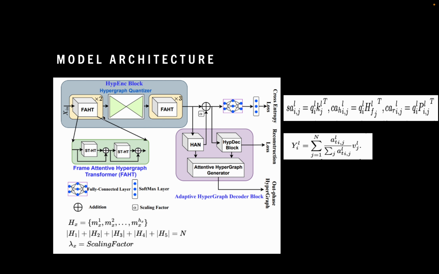In the hypergraph encoder, we have features learned using hypergraph convolution, and after hypergraph convolution, we do three kinds of attention: joint to joint attention, joint to hyperedge attention, and joint to bone attention.